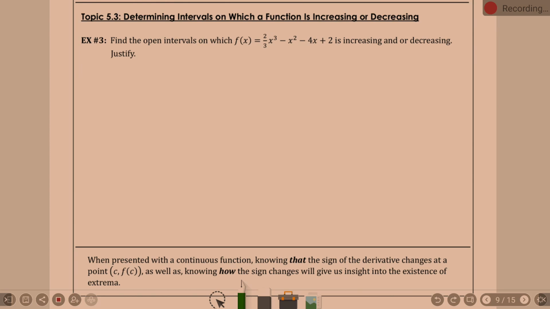Okay. So, example 3. Find the open intervals on which f of x is increasing or decreasing and justify. So, in order to find increasing or decreasing, we need to start by finding the derivative. So I'm going to call this step 1.